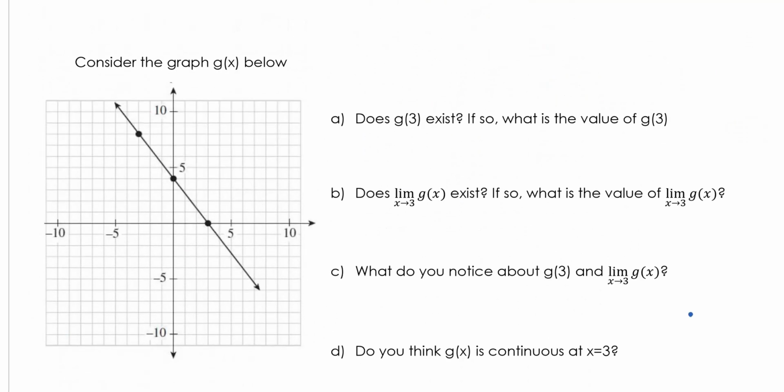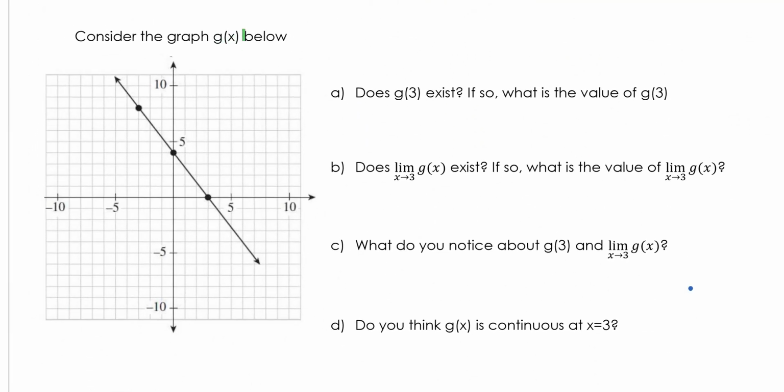Okay, let's take a look at another graph here. Now we have a linear line g of x, and the first question here is, does g of 3 exist? Okay, when x equals 3, do we have a y value? And the answer is yes. This is g of 3 right there. So the answer is yes, and g of 3 equals 0.